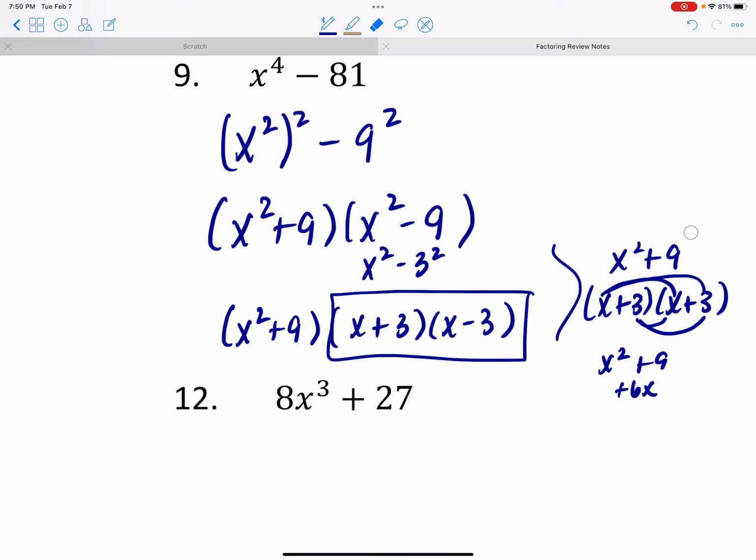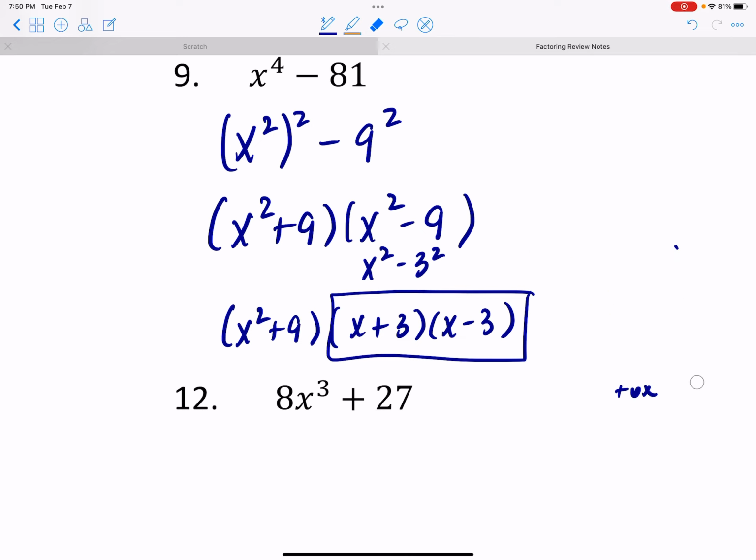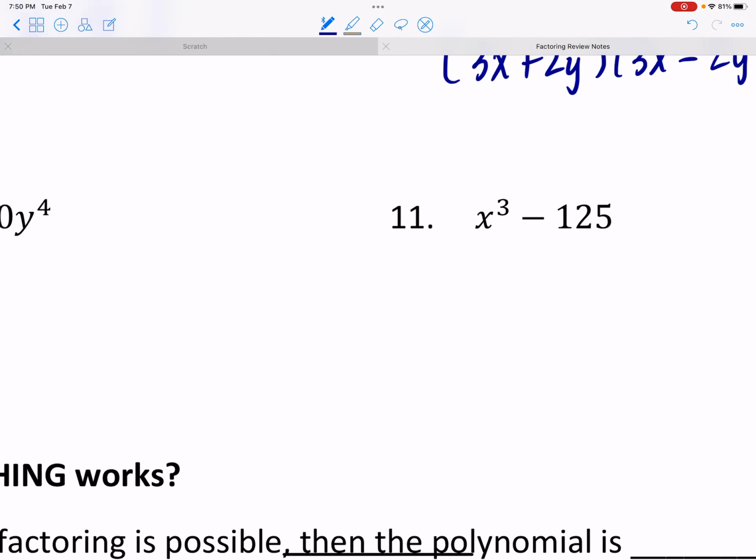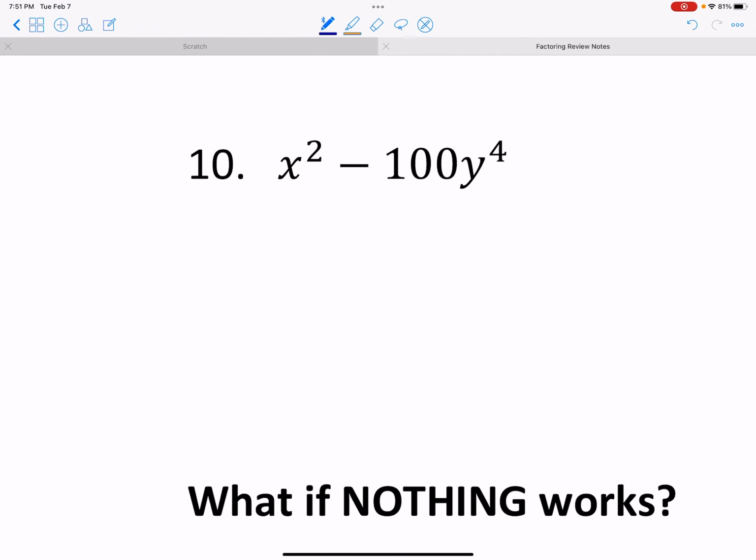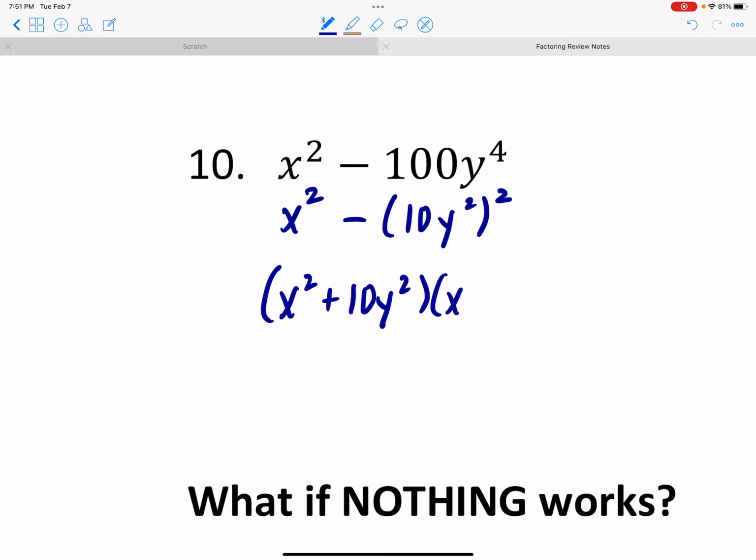Again, this is a review, so I know I'm going kind of fast, but this is all stuff that I'm hoping you've seen before. Alright, let's look at the next one here. So x is already written as a square. Here, if I took the square root of 100, I'm going to get 10, and the square root of y to the 4th would be y squared. So my a in this one would be x squared, and b would be 10y squared. So x squared plus 10y squared, and x squared minus 10y squared.